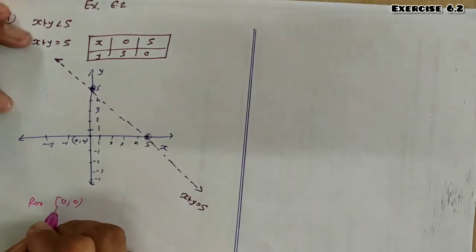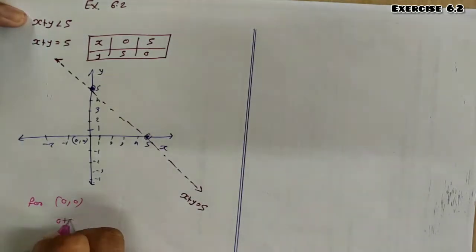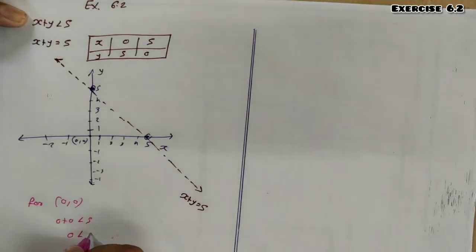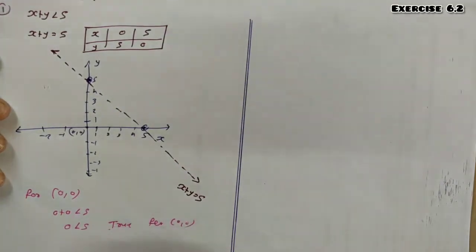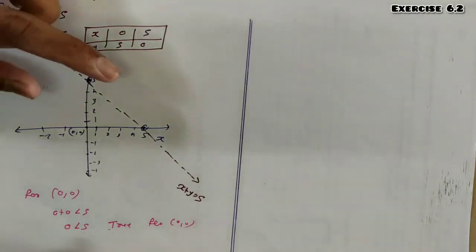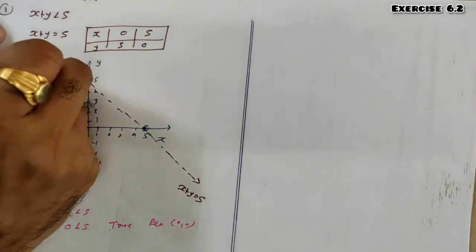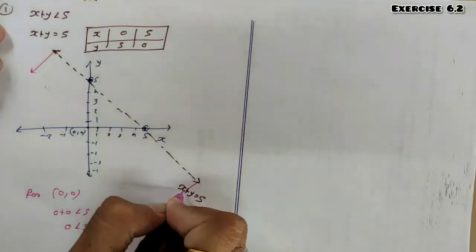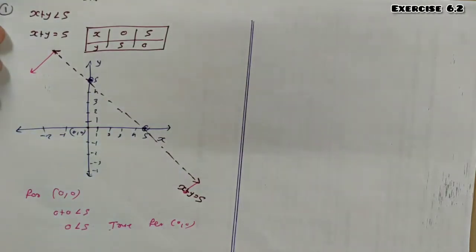So for (0, 0), check this inequality x plus y less than 5. So 0 plus 0 less than 5. So 0 less than 5. Whether it is true or false, this inequality is true for origin (0, 0). Done? So solution of this inequality will be the half plane. Which half plane? Upper one or lower one? Lower one. Done? So this lower part of the plane is the solution of this inequality, in which the line is not included. Done? So here you have to write the answer.